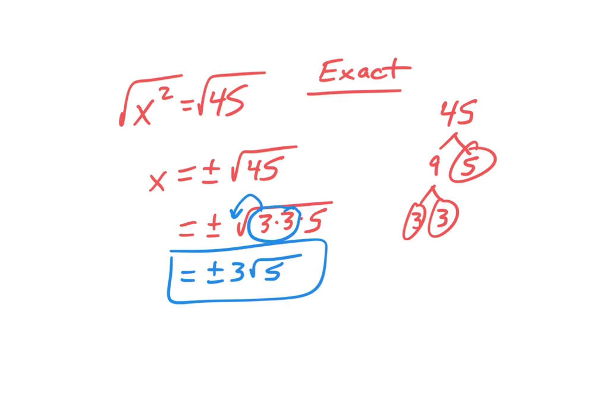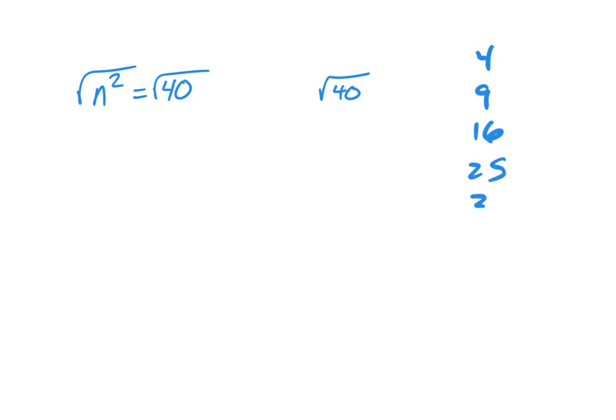I'm going to show you another way, and I kind of like this way better. It kind of depends on the numbers that you have. But if I had n squared equals 40, once again, I take the square root of both sides. 40 is not a perfect square. So I want to break down the square root of 40. And this is kind of the way I prefer. You guys can kind of decide which way you like better.